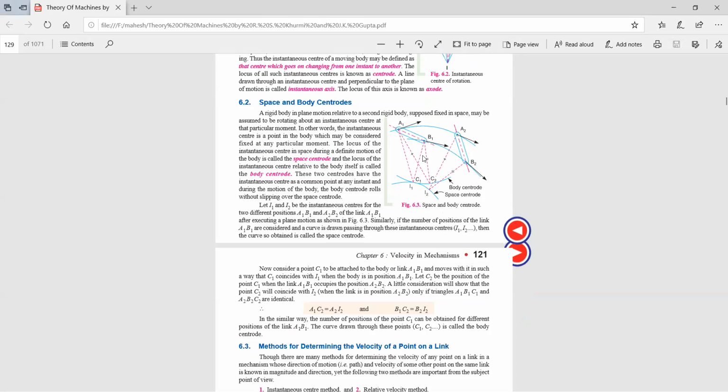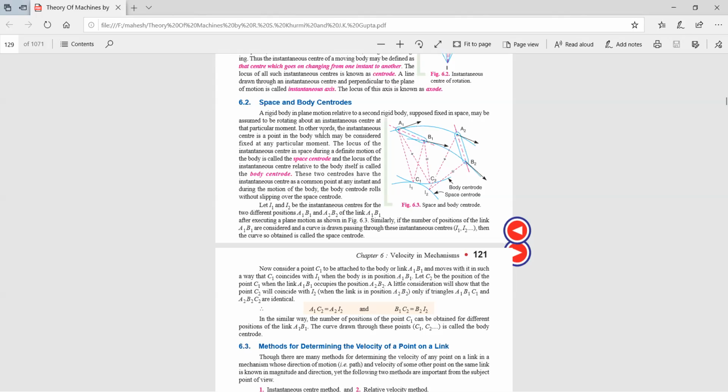You can see here this is a rigid body in plane motion relative to a second body. So these two points are not in relative motion. It is a completely rigid link. So you can see here it may be assumed to be rotating about the instantaneous center. See, you can see the link over here. Its instantaneous center is I1, and it has taken a rotation and reached the link over here. At that time the velocity will be changing, and I will be having my instantaneous center at I2.